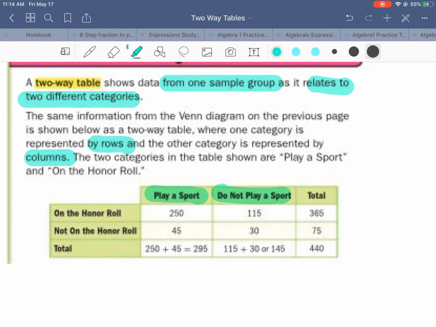So you can kind of see that out of the kids that play a sport, 250 are on the honor roll. The kids that are playing a sport that are not on the honor roll are 245. And the total kids playing sports is 295. Kids who don't play a sport, 115. And out of those that don't play a sport that are not on the honor roll, that's 30. And the total that don't play a sport are 145. Total students would be 440. 365 on the honor roll, 75 not.